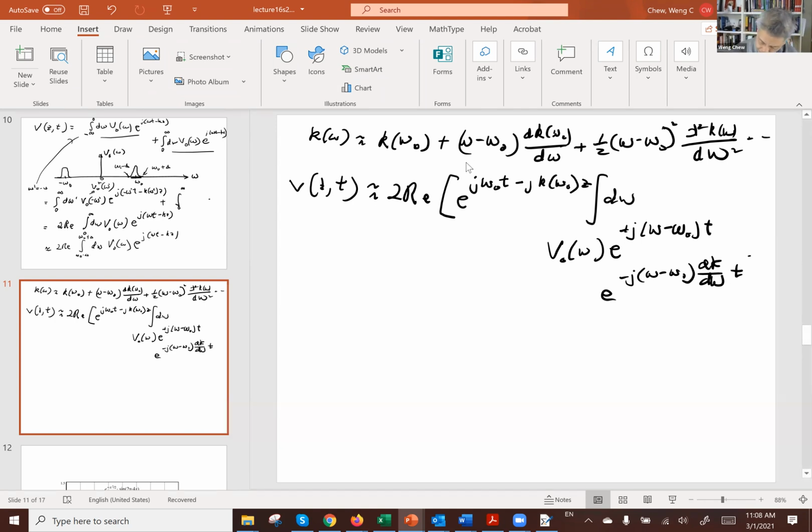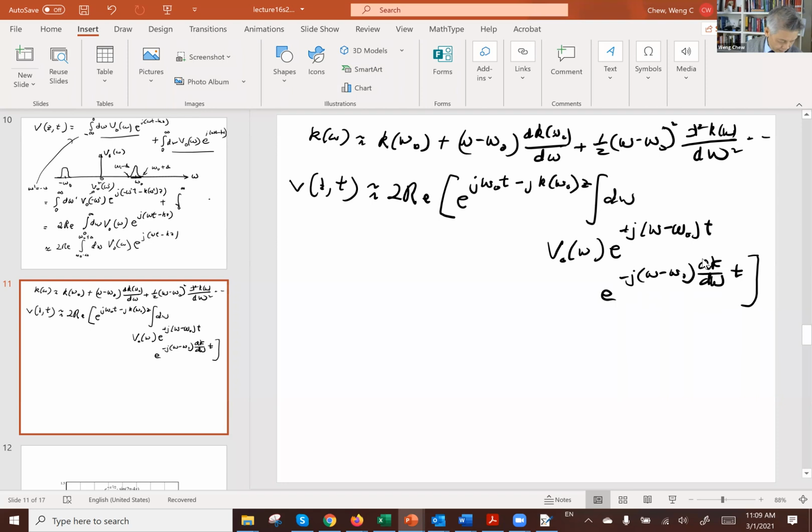I did a number of tricks here. The first thing is to take this outside the integral, so it becomes something like this. And then I'm also going to take this outside the integral and then put it back in. That's what happens here. This is a constant term independent of frequency that I put outside the integral and then put it back in. And then I keep this term and put it inside the exponent. And that will give rise to the last term here. Okay, I hope we can follow all the algebra.